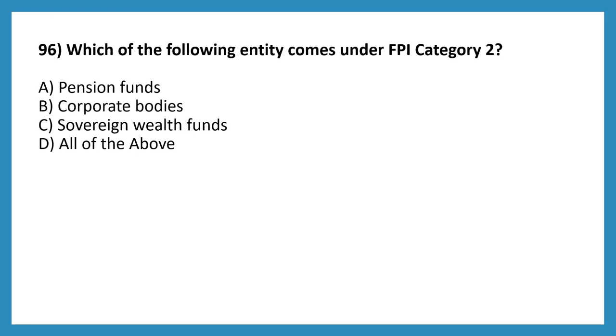Next question. Which of the following entity comes under FPI category 2? Option A, pension funds. Option B, corporate bodies. Option C, sovereign wealth funds. Option D, all of the above. The correct answer is option C, sovereign wealth funds.